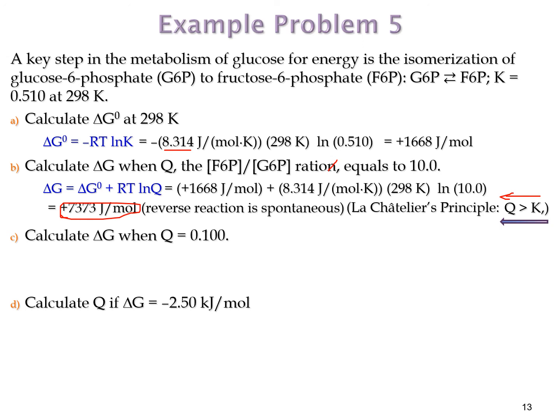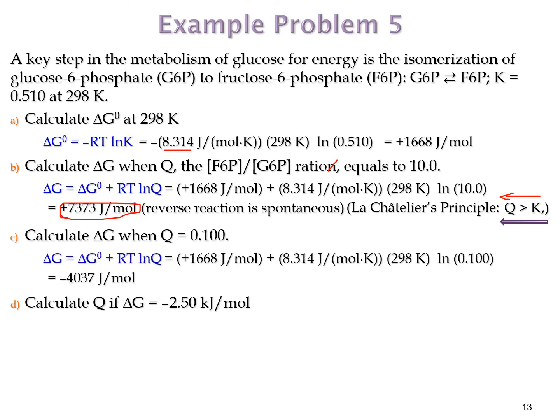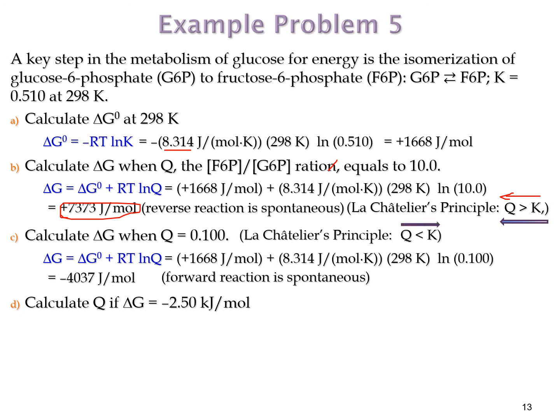All right, question C here is we want to get the delta G if Q now is not 10 but 0.1. Put the numbers into the calculation, we find out now we have this reaction reversed, right? So the forward reaction under this condition now becomes spontaneous. What does Le Chatelier's principle tell us? Q is now less than K. The arrow indicates the forward reaction is spontaneous.